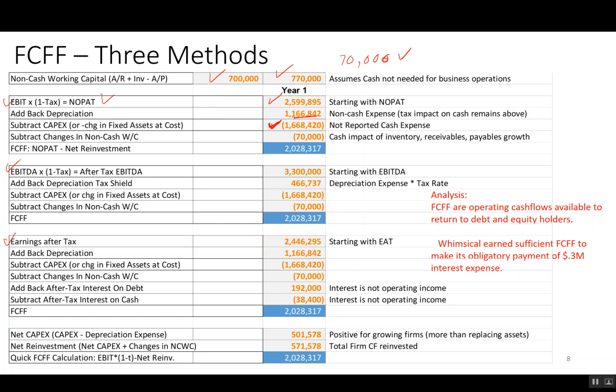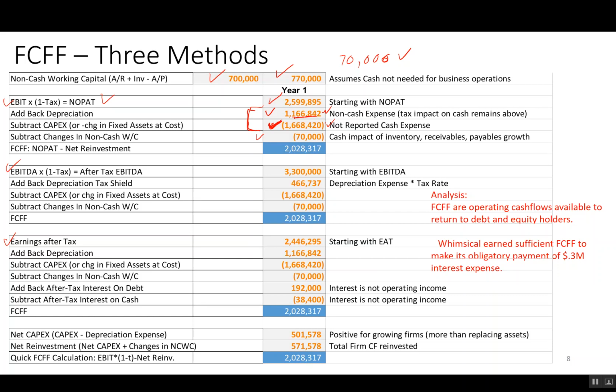So what we can do is add back the non-cash depreciation expense and then subtract out CapEx. Therefore, I'm not going to double count capital expenditures, once when it happens and once when the accountants put it through the income statement. And then the last thing I want to do is subtract any increase in working capital. This is going to cost the firm cash. If you have to increase inventories for whatever reason, that's going to be a use of cash.